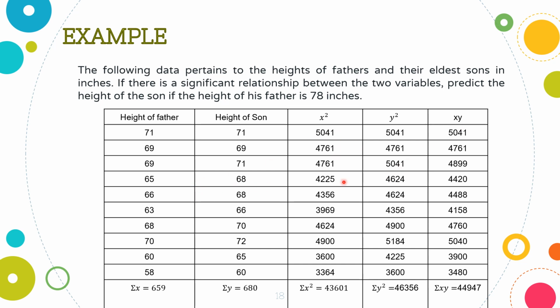So, if you want to manually compute, or if you want to recompute this one, okay lang. Our summation of x is 659. Our summation of y is 680. All you have to do is to add this given data. Summation of x squared is 43,601. Summation of y squared is 46,356. And the summation of xy is 44,947. So, ito yung mga kailangan natin later.